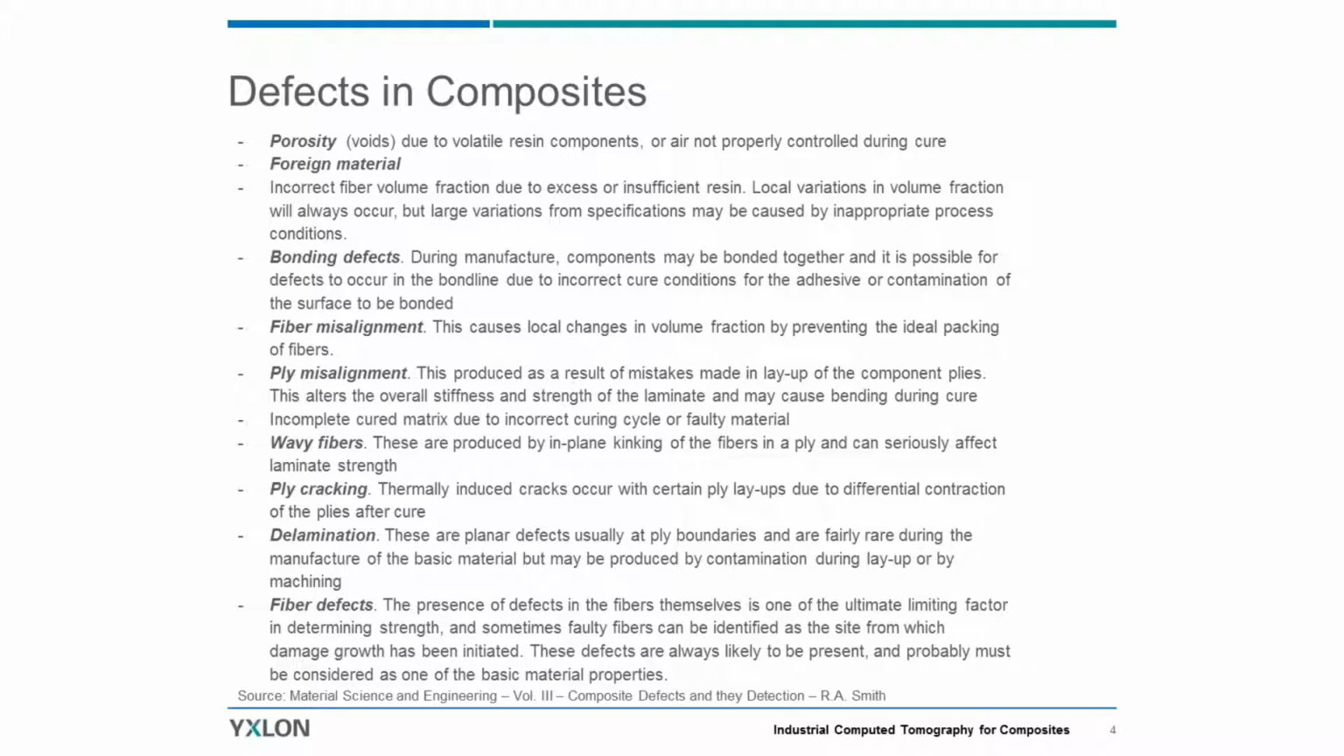Fibers, if they're not put down correctly in the process. Cracking and delamination, so that's when you have different layers separating in the process, and you see air or other material between two fibers or plies, for example. And then also, in some cases, fiber defects.